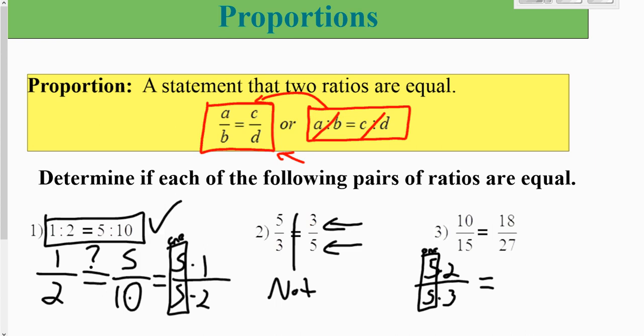And 18 and 27, they both have a factor of 9 that can go into them. And I can do 2 times 9 over 3 times 9. The 9's simplify to a 1. And I can see that I now have the proportion of 2/3 is equal to 2/3. Well, yes, that is the same.